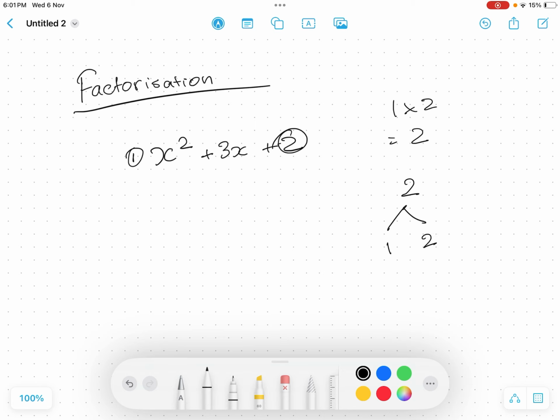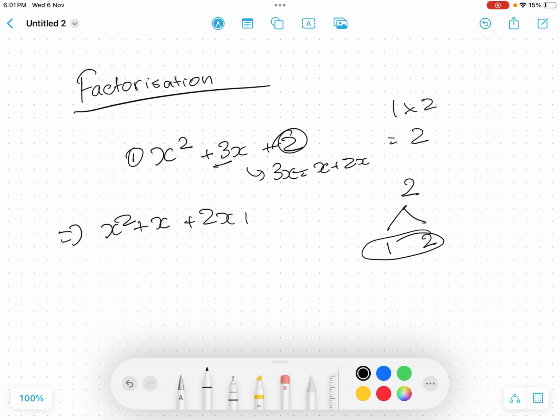Keep in mind that everything is plus, so there will be no negative signs in the whole thing. Now we have to ensure that the sum of these two equals the coefficient of the second term. There's only one way you can do it for 2, so here you have it. Now you can express 3x as x plus 2x. So you can express the whole thing as x squared plus x plus 2x plus 2.